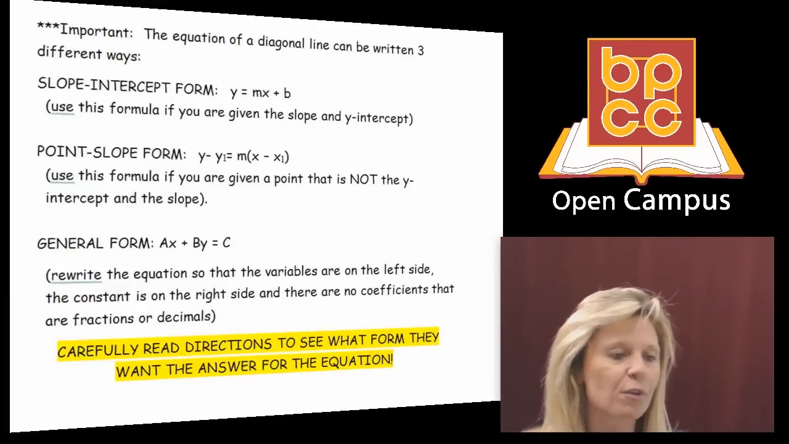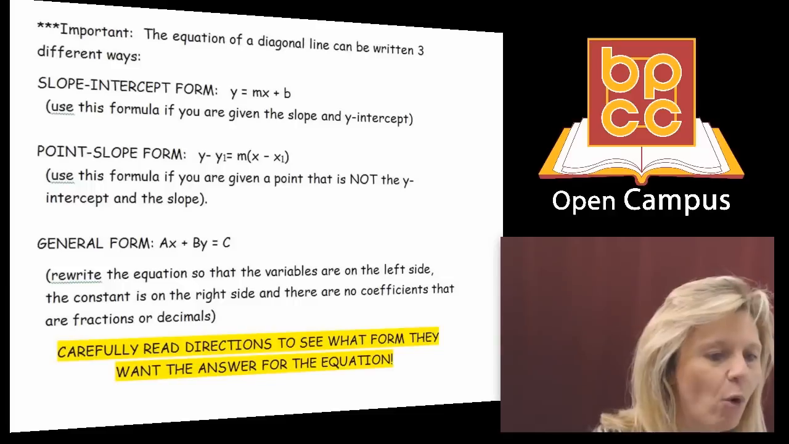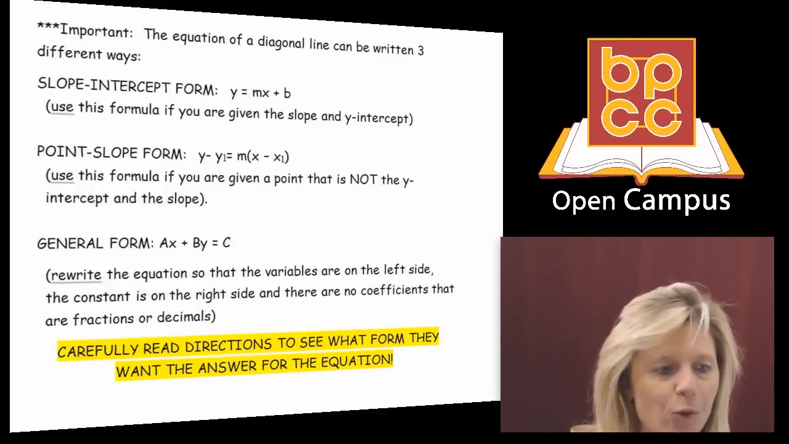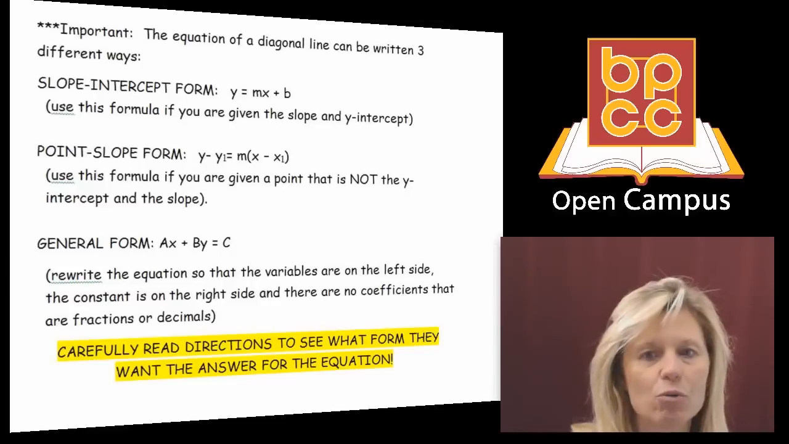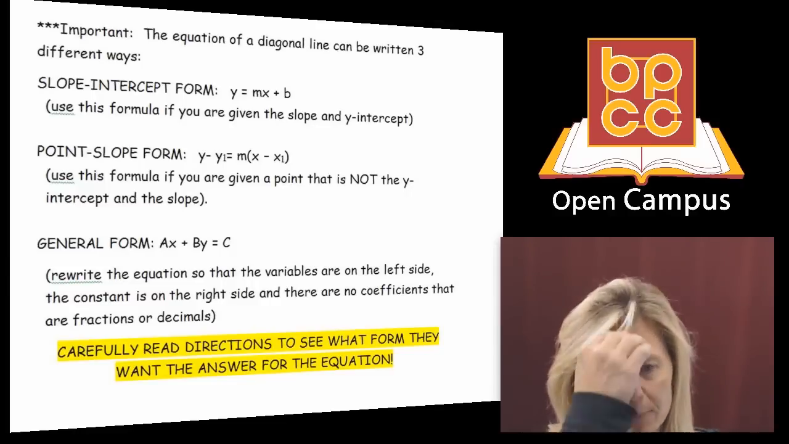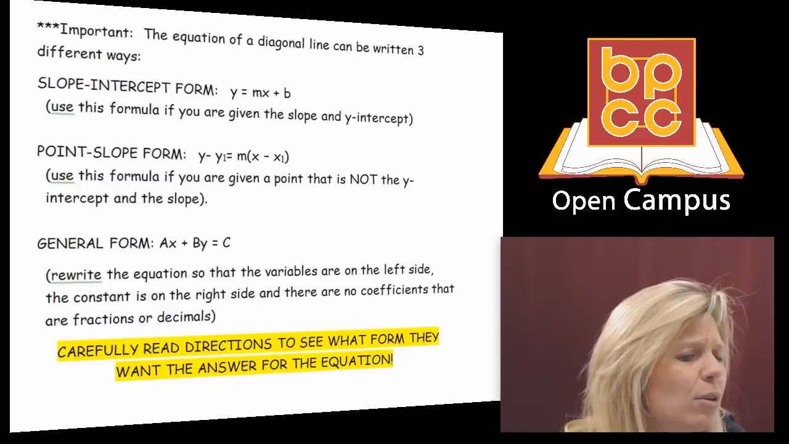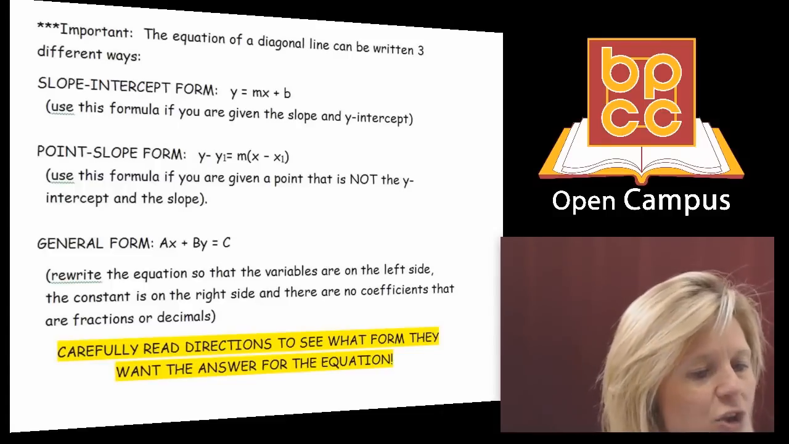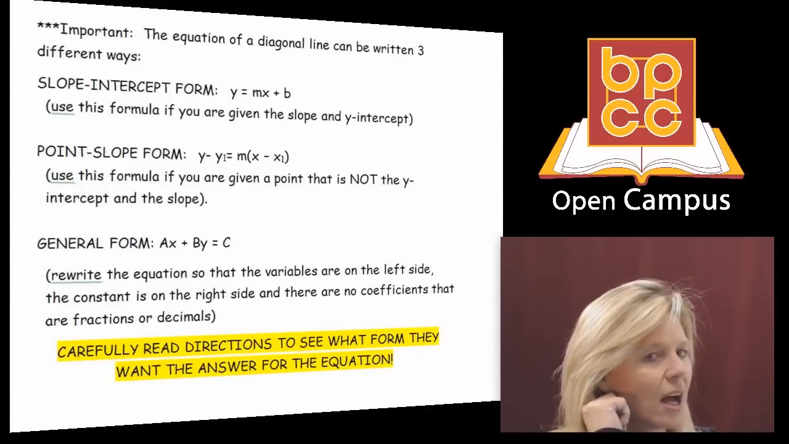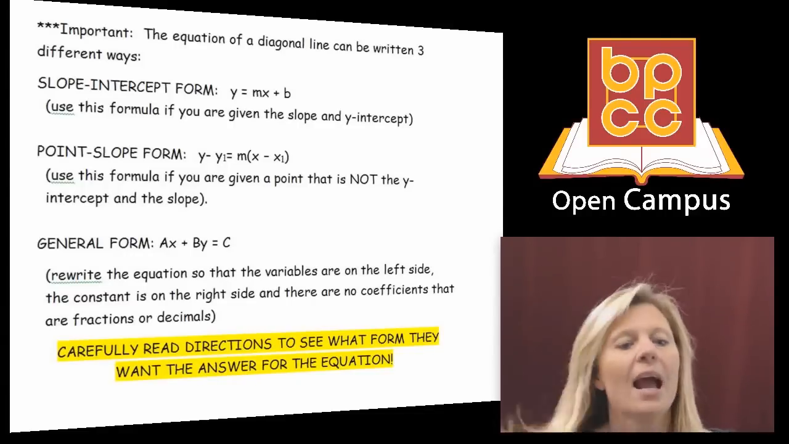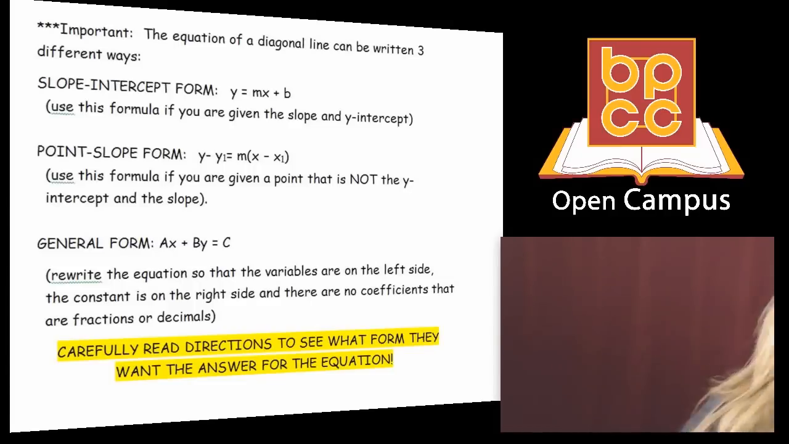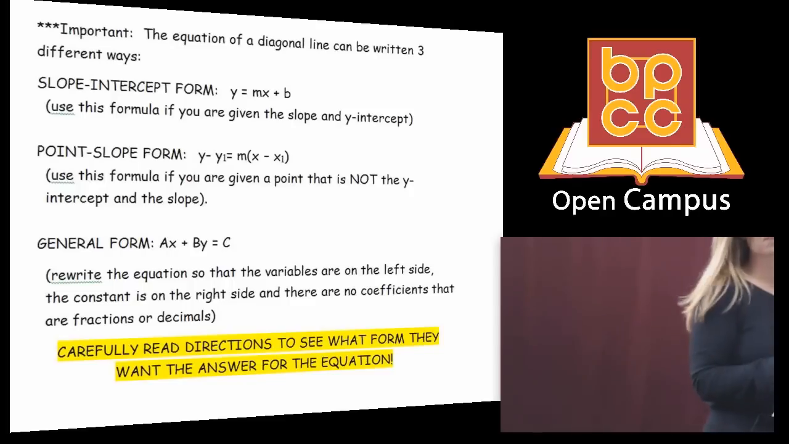The one that you're most familiar with is at the top, slope-intercept form. Y equals mx plus b. The only way you can fill that formula in, that equation in, is if you know the number for m, the slope, and you know the number for b, the y-intercept. Well, what happens if I don't give you the slope and y-intercept? Well, then you got to try another formula. The second way to write an equation of a diagonal line is called point-slope form. And that's the next formula. Y minus y sub 1 equals m times x minus x sub 1.